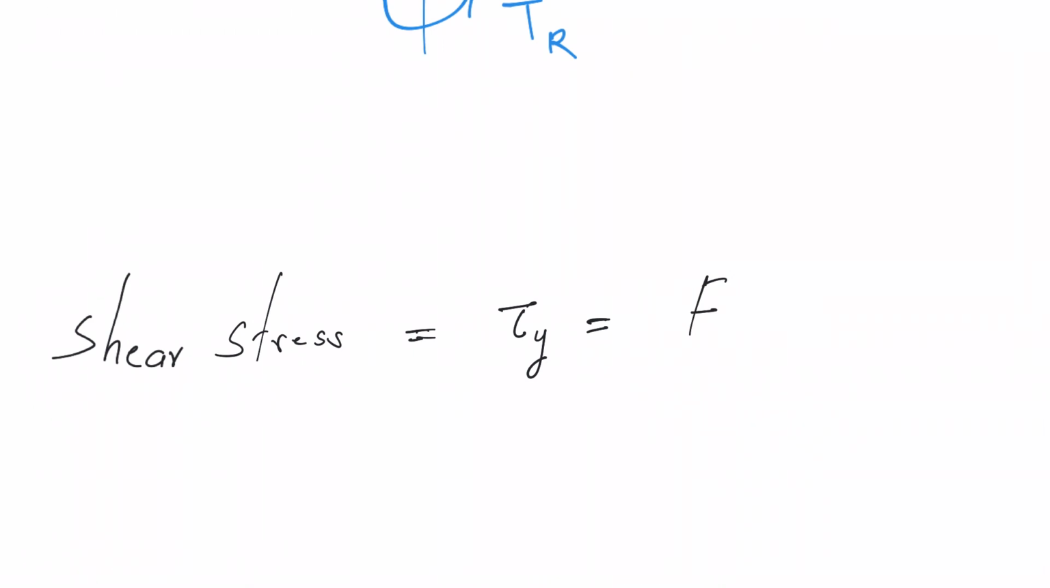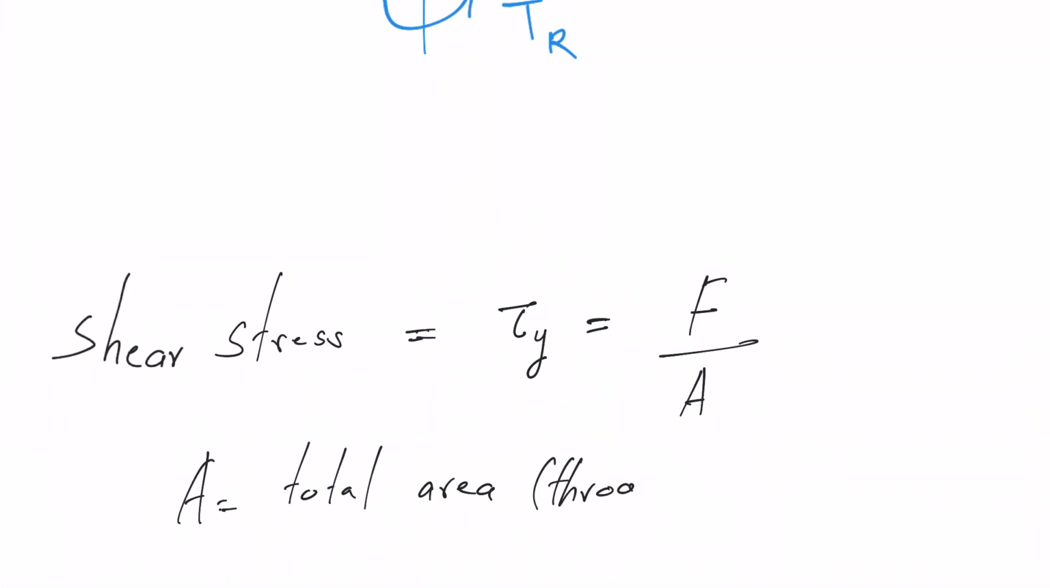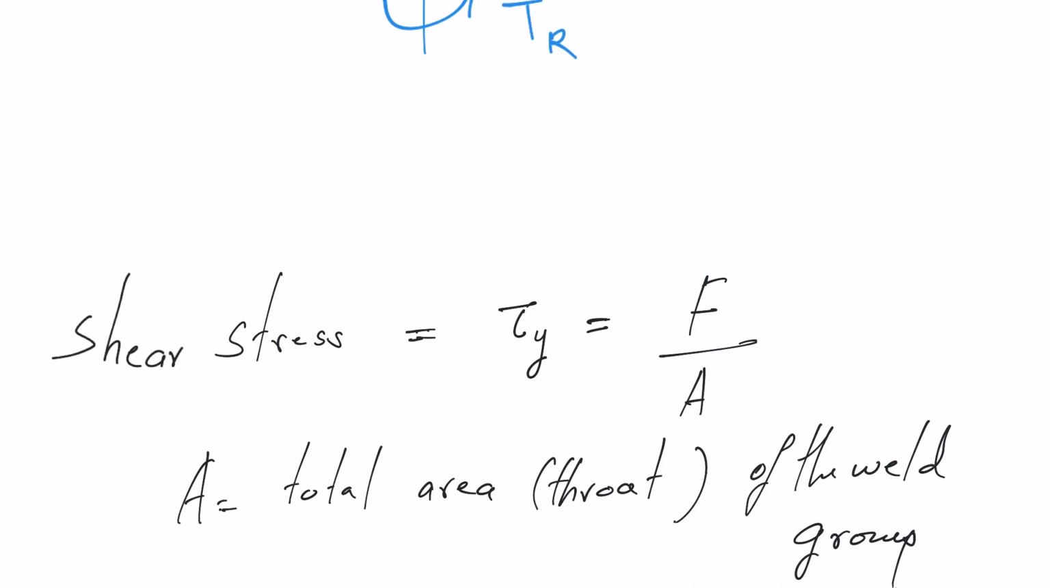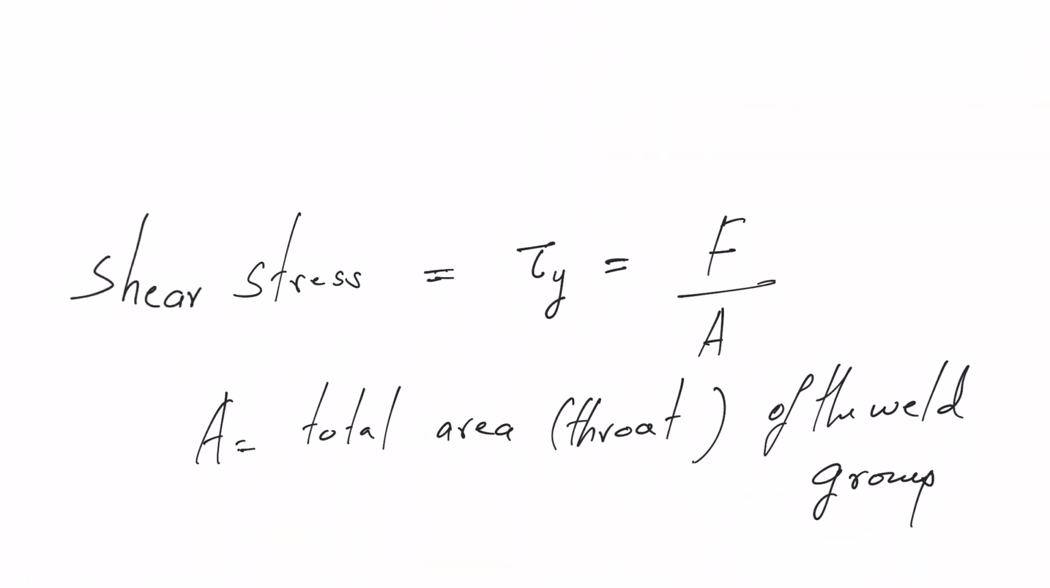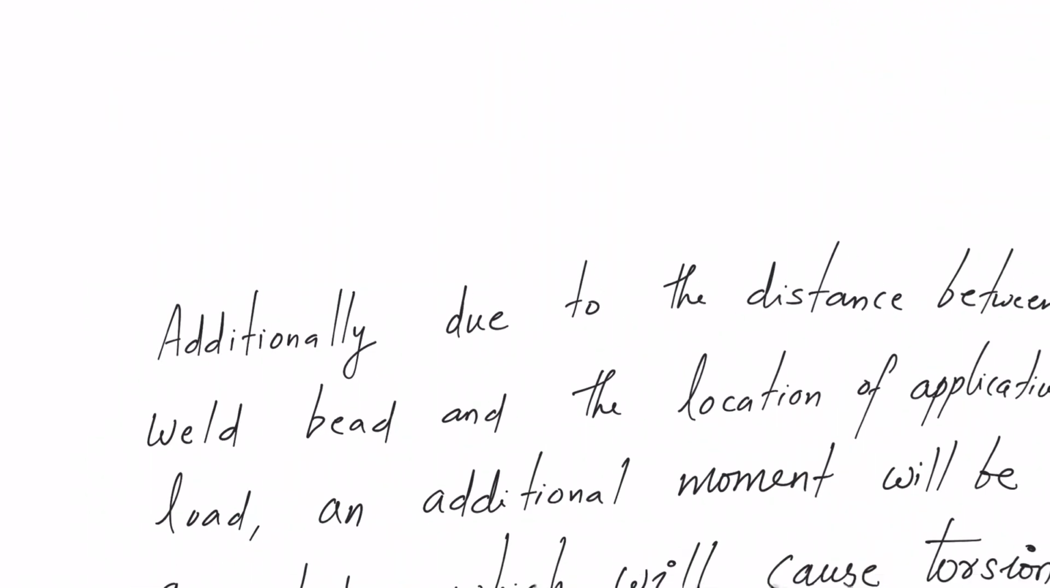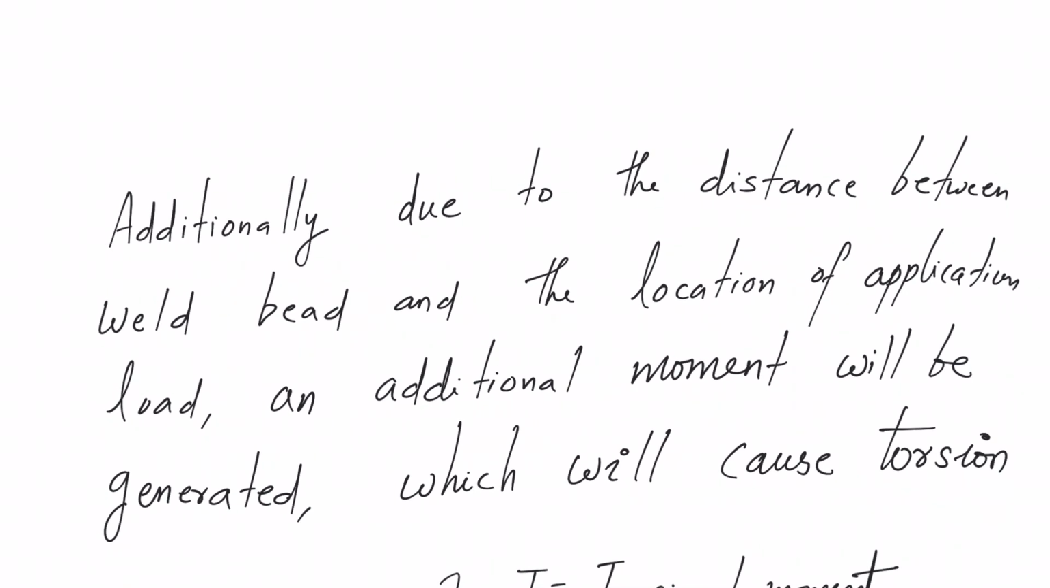That will be F divided by A, where A is the total throat area of the weld group. Makes sense? Pretty straightforward, isn't it? Now, is that enough? No, we have another force. What? Additionally, due to the distance between the weld bead and the location of application of load, an additional moment will be generated which will cause torsion.